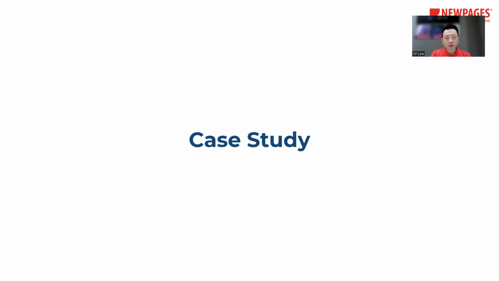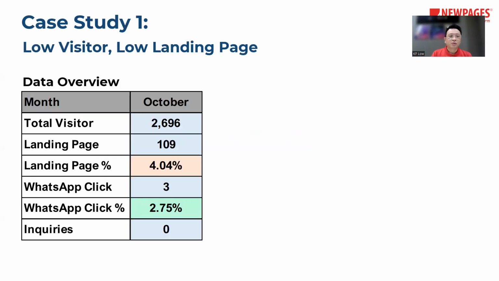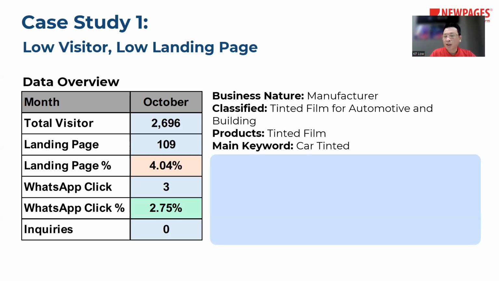Now, I will show you some case studies. Of course, I will hide the company names, don't worry. So, case study number one: low visitors and low landing page. In this case, their business nature is that they are a manufacturer of tinted film for automotive and building. So the product they are selling is tinted film. But if you look at their product title, one of their product titles is car tinted.